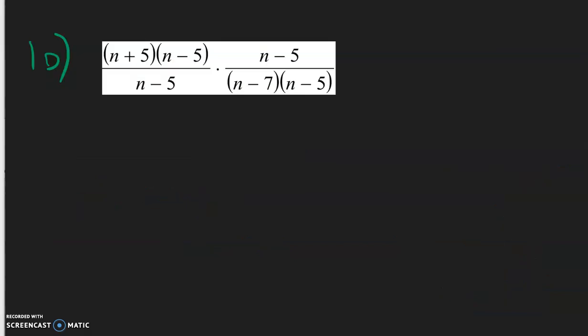Number 10, we are just multiplying two rational expressions together. So when multiplying and dividing, you don't need to worry about getting the same denominator. So I'm going to put parentheses around the n minus 5 and the n minus 5 to show that the n minus 5 is just one factor. Now I will look for pairs top and bottom. So here we have an n minus 5 and here we have an n minus 5, so that cancels out. Here we have an n minus 5 and another n minus 5.